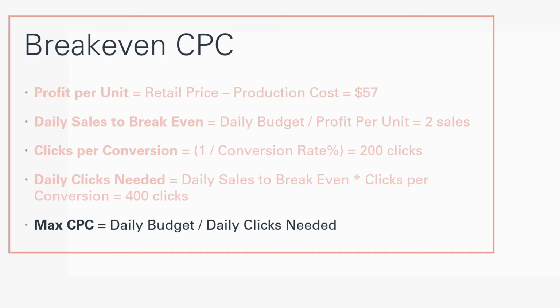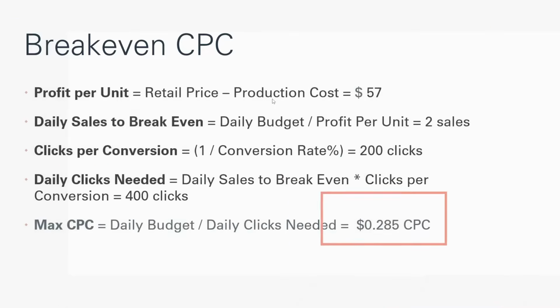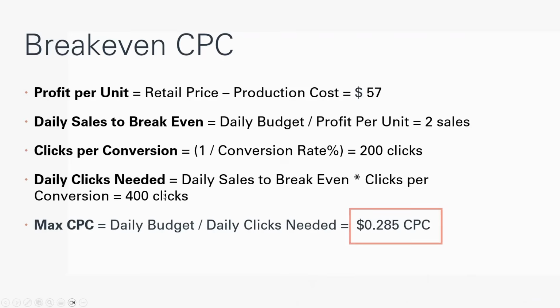Okay, so the formula here for our daily budget, remember $114 divided by the daily clicks needed, which was 400 clicks. And that equals roughly 29 cents, so 28.5 cents. And that's our CPC. So what does this mean? Okay, we went through all these calculations and we've determined that with the $114 daily budget and the assumed 0.5% conversion rate, for every click on your ad, you should not pay more than approximately 29 cents to ensure that your daily sales cover your advertising costs, right?